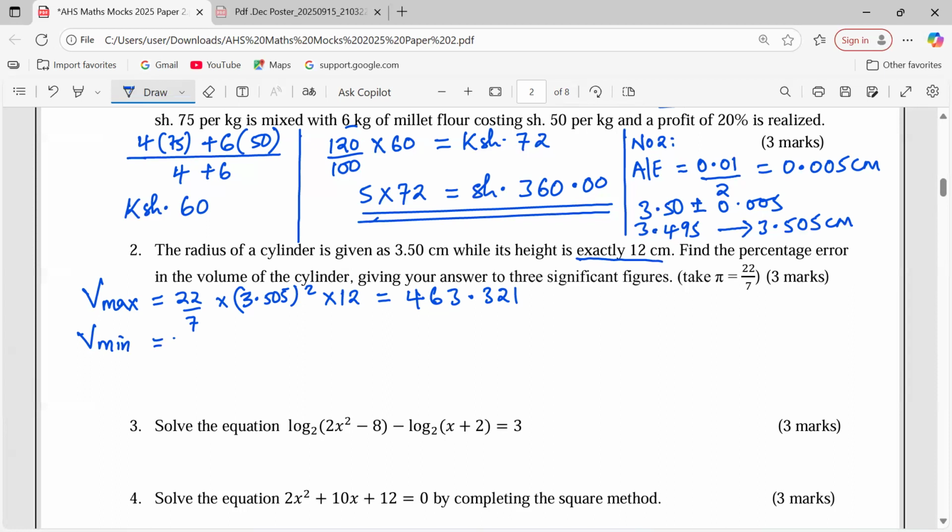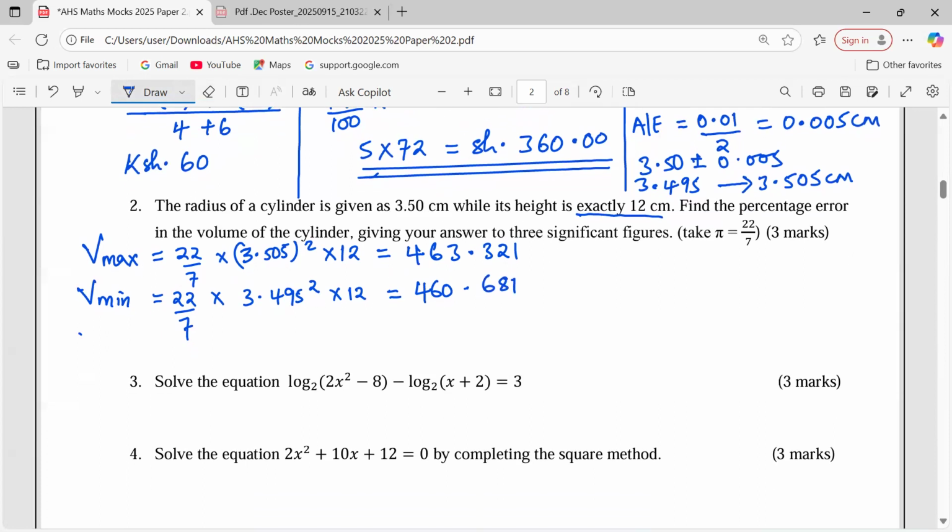Then volume minimum. Here we need pi, which is a constant, times the lower limit of the radius, 3.495 squared, then times the fixed height of 12. 22/7 multiplied by 3.495 squared, multiplied by 12. This is going to be 460.681 cubic centimeters.